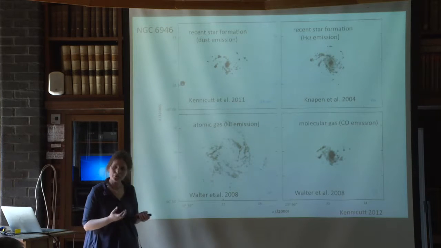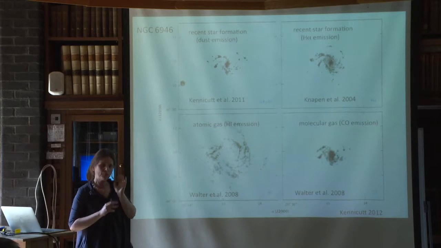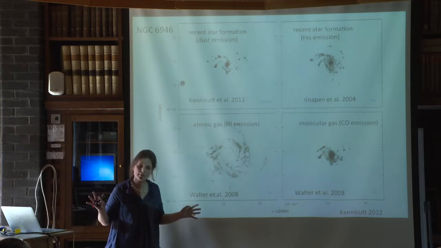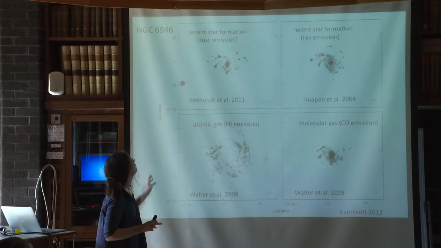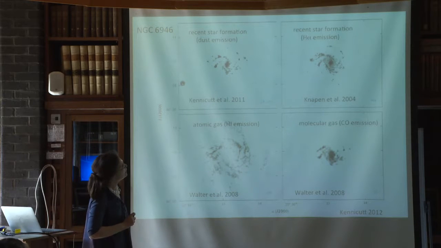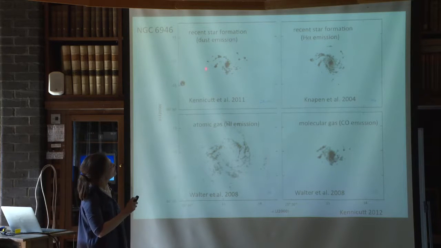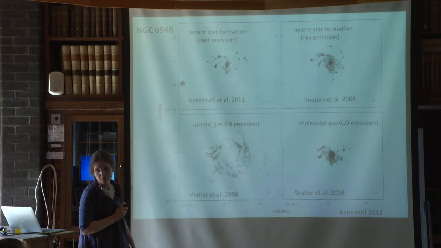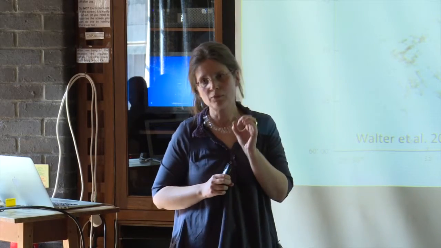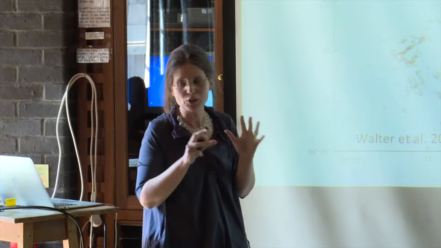Okay. However, in recent years, there's been a push to observe galaxies in different wavebands. Okay, so I'm giving you an example here of one particular galaxy. So here it is, NGC 6946. And it's imaged here in different wavebands. So here's a picture of what it looks like in dust emission. So dust is something that we believe gives you a picture of what the recent star formation looks like.